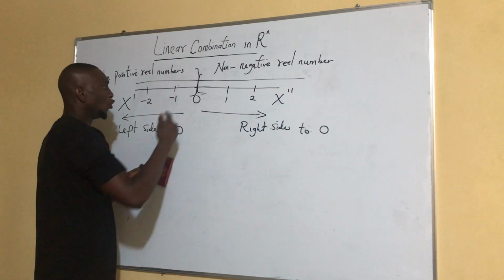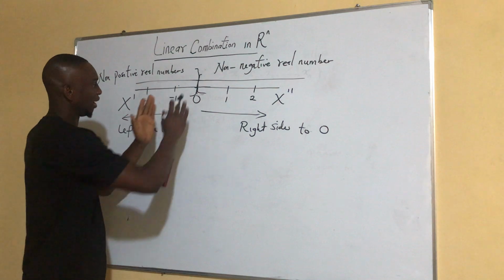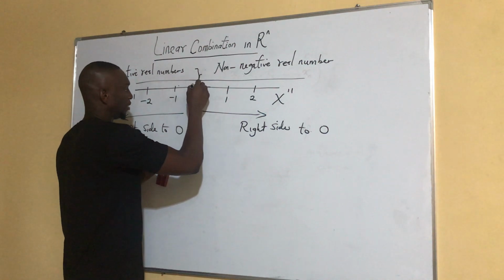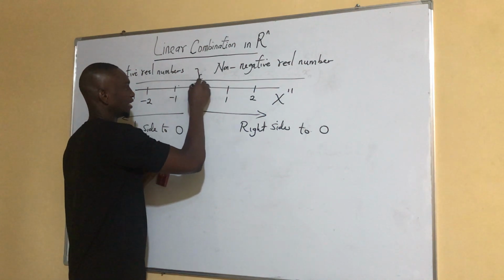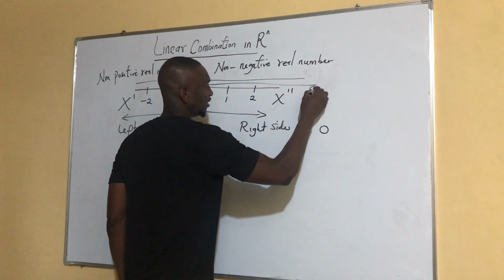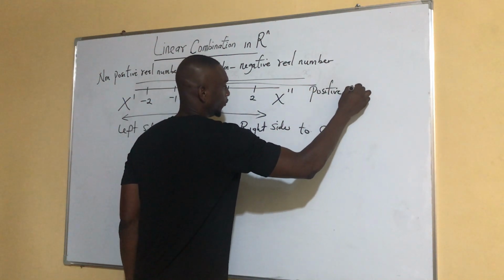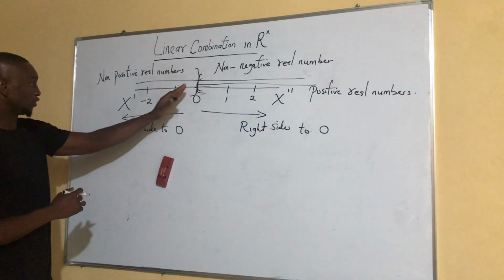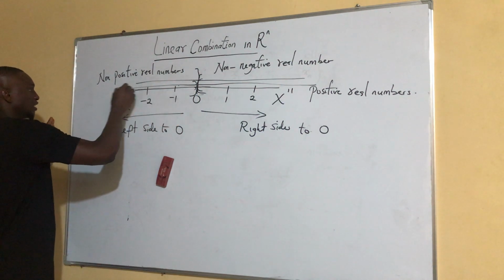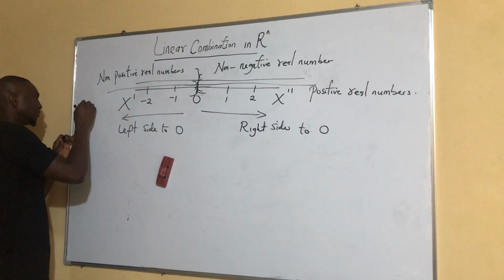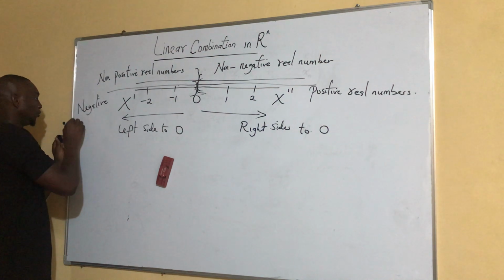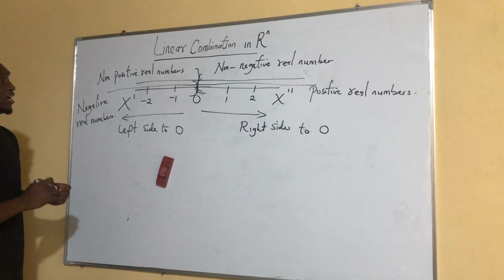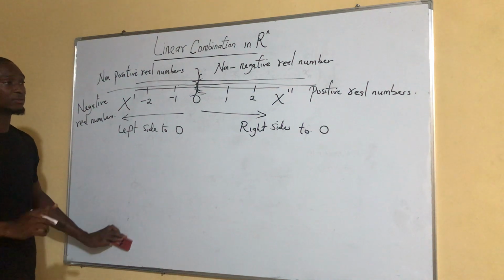And if I exclude 0, maybe I'm going from this other side, if I exclude 0, this other part now, excluding 0, will be called positive real numbers. And if I exclude 0 once more, this other side will be called negative real numbers. Hence, real numbers are numbers on the number line, and real numbers fill a line.